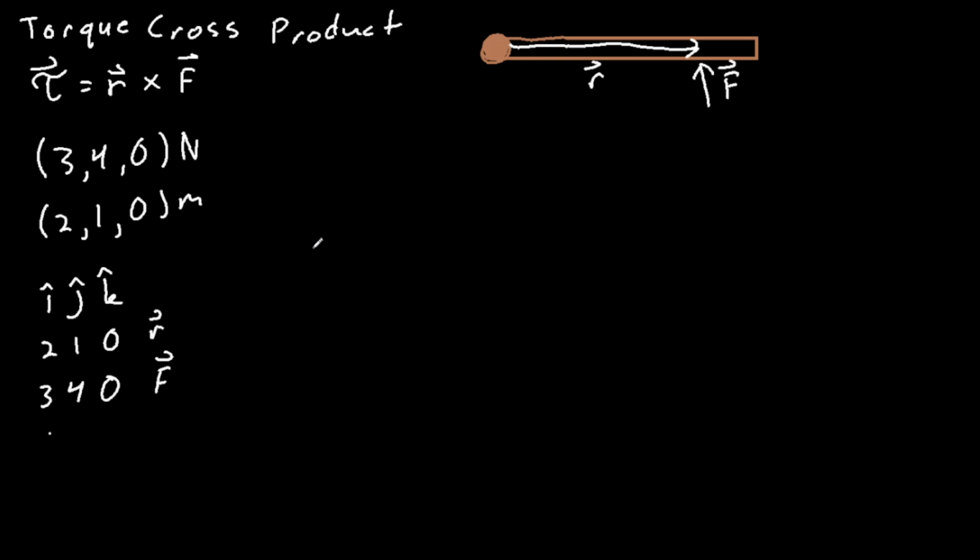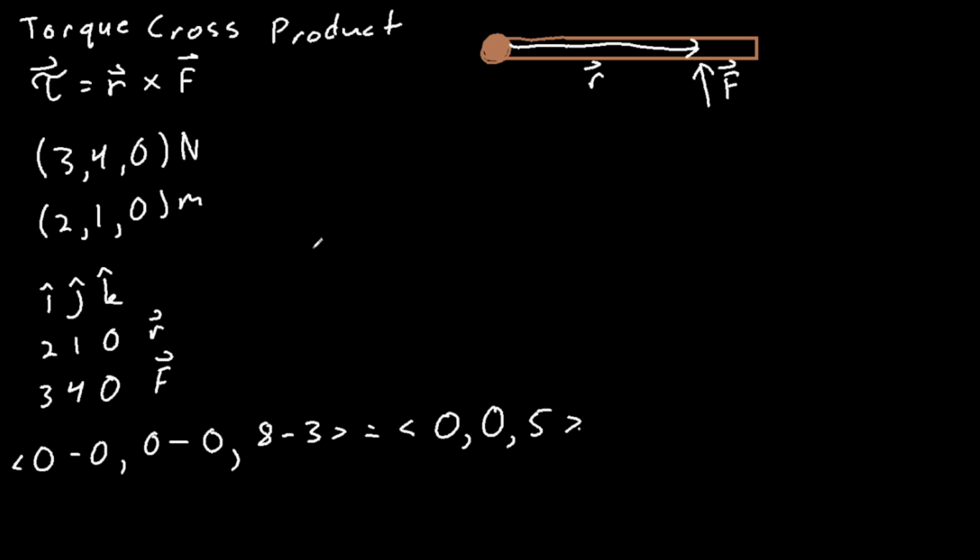1 times 0 is 0. 4 times 0 is 0. So 0 minus 0 is 0. We have 0 times 3, which is 0, minus 2 times 0, which is still 0. And we have 2 times 4, 8 minus 3. So the torque is given by the vector 0, 0, 5. So this is tau. Let's move on to the next problem.